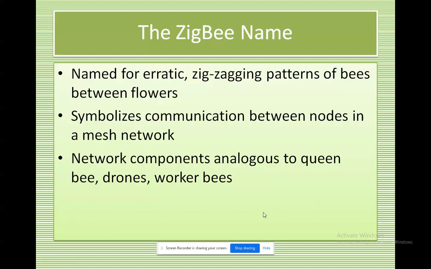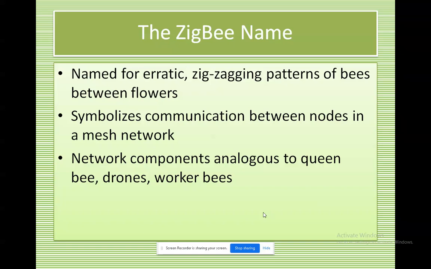Zigbee. The name Zigbee is derived from the erratic, zigzagging pattern of bees between flowers, which symbolizes the communication between nodes in a mesh network. I think you all know the mesh type of networking. In that type of network, you will be sending the signal between the nodes.